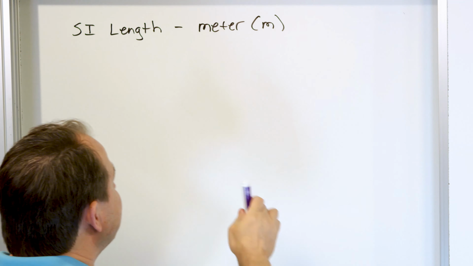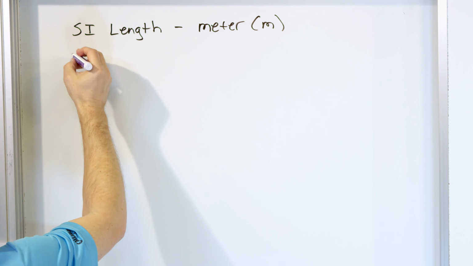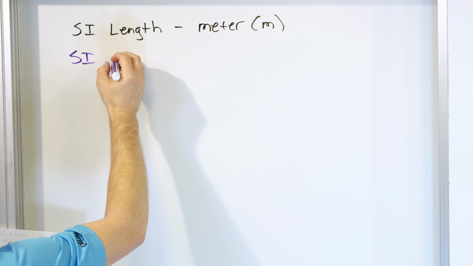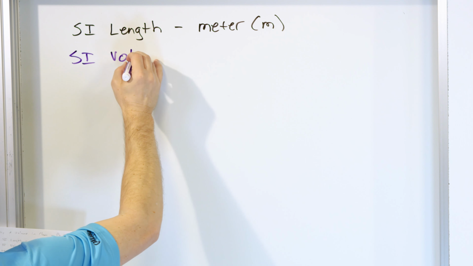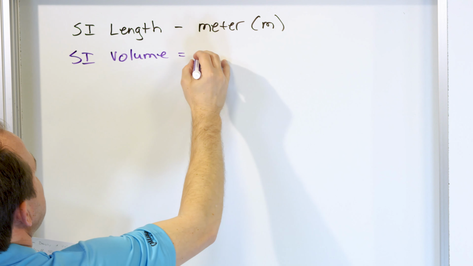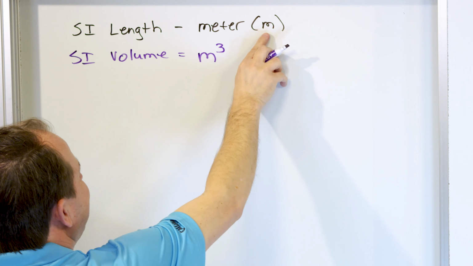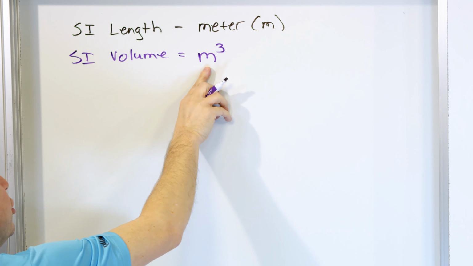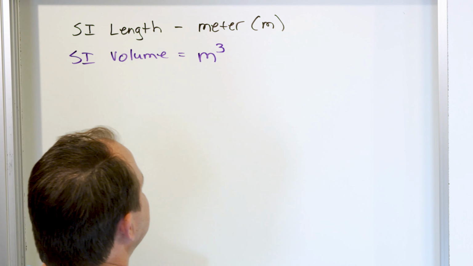What we do is we use the unit of length and we define a new unit, the SI unit of volume, and we call that a meter cubed. So it's the base unit of meter, but then we cube it, we multiply it by itself. Now, what does meter cubed mean?